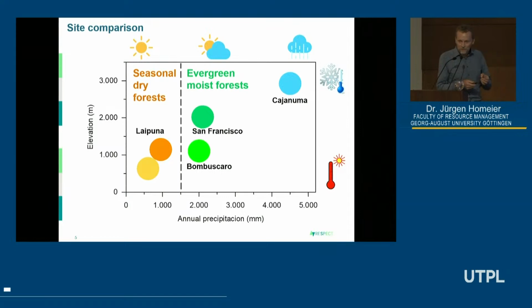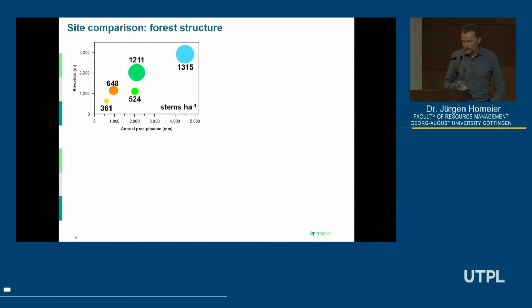So the first slide, colorful slide. It's only to show you the type of figure I will use to present you the structural data. So you see here on the left the dry forest sites, on the x-axis the estimated annual precipitation, on the y-axis the elevation of the plots. So at the left you have here the 600-meter site at Laipuna, and then the 1,200-meter site at Laipuna, and then the 3 evergreen moist forests at 1,000, 2,000, and 3,000 meters. So from very hot to colder situations, from very dry to wetter situations.